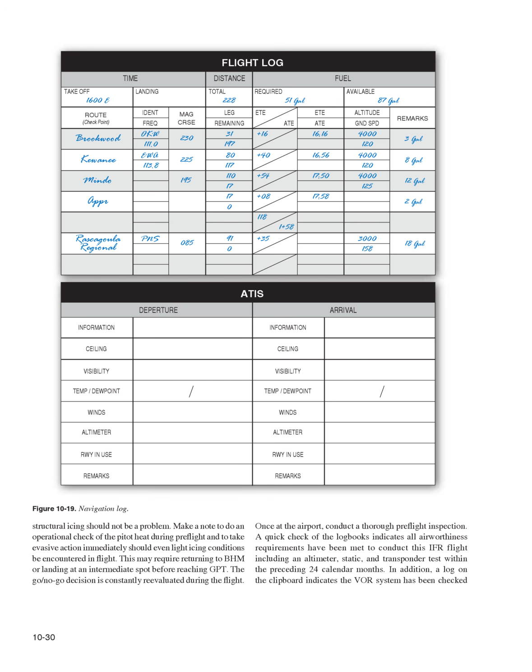Flight plan from Figure 1019. Navigation log. Structural icing should not be a problem. Make a note to do an operational check of the pitot heat during pre-flight and to take evasive action immediately should even light icing conditions be encountered in flight. This may require returning to BHM or landing at an intermediate spot before reaching GPT. The go/no-go decision is constantly re-evaluated during the flight.